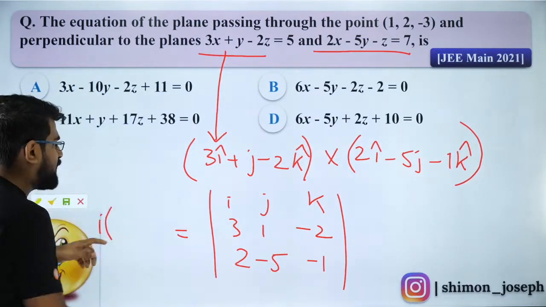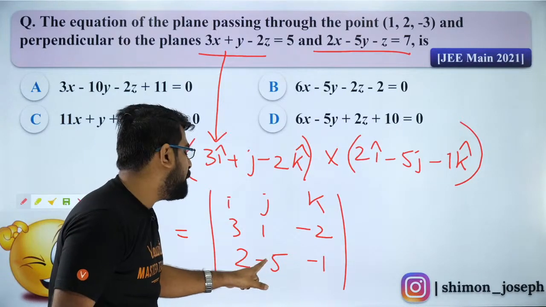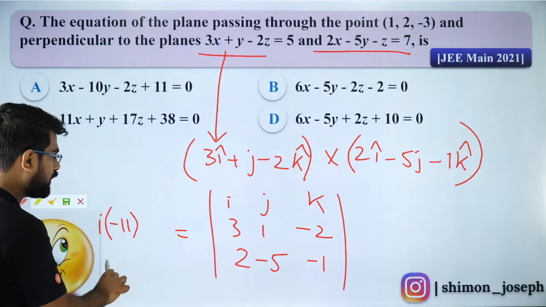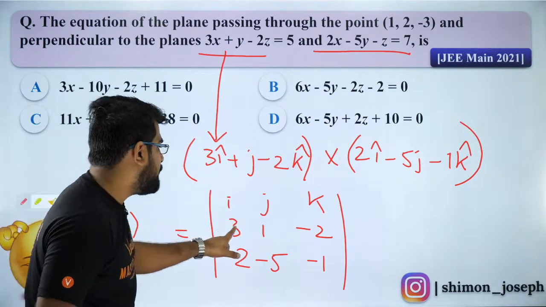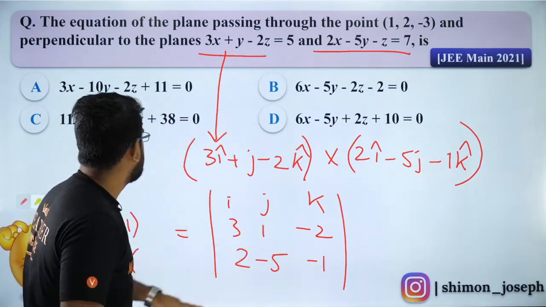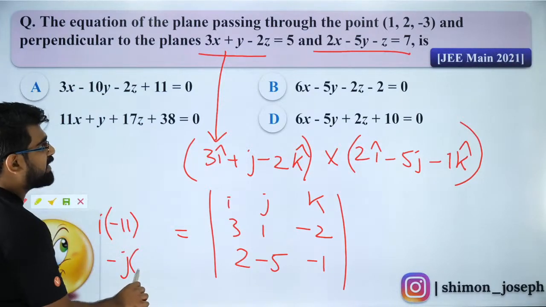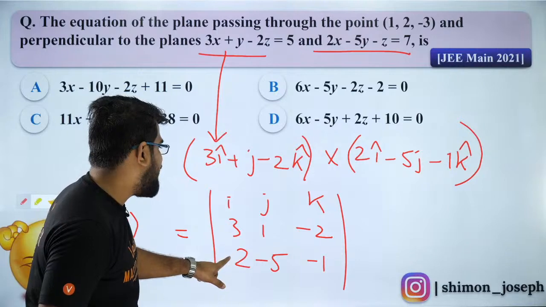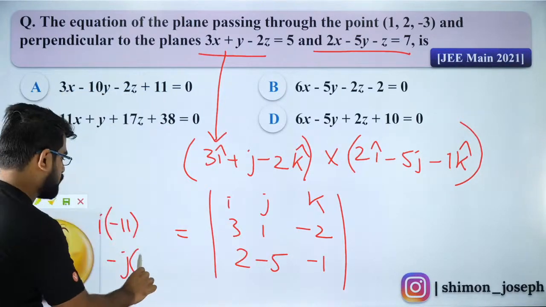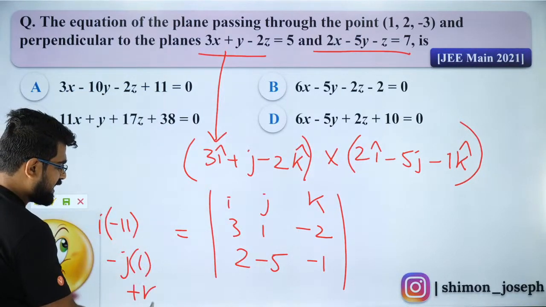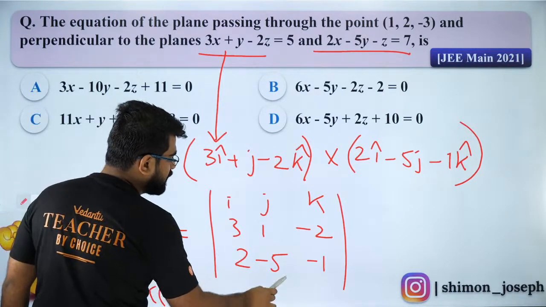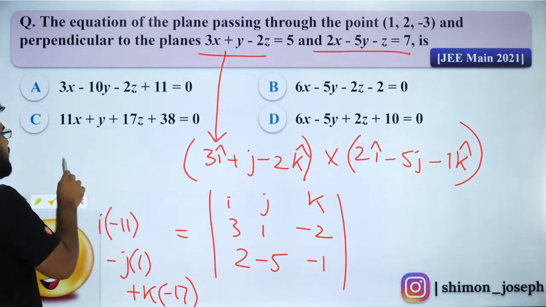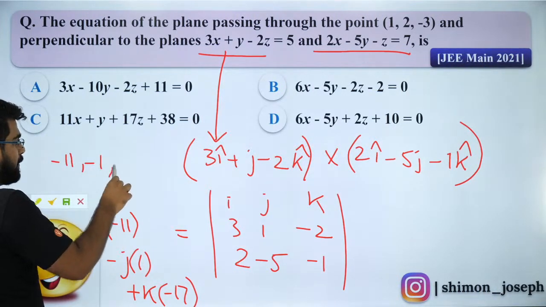So that will be i cap times of minus 1 minus of 10, right? So it will be minus 11. Minus j cap times of minus 3 plus 4. So that will be minus 1, I guess. Is that correct? Minus 3 minus of plus 4, so it will be plus 1. And then you'll have plus k times of, what will you have? Minus 15 minus 2. So minus 17. So it will be minus 11, comma, minus 1, comma, minus 17.